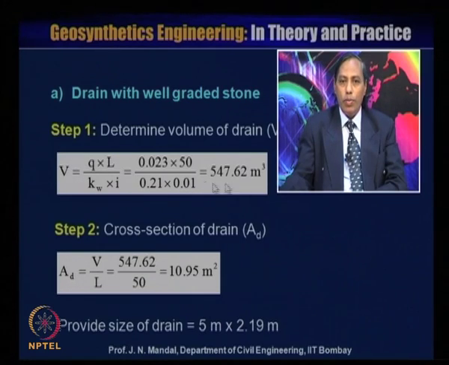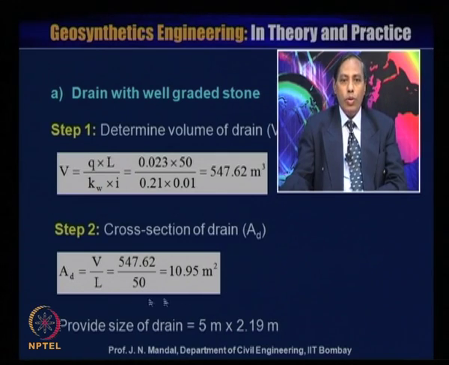So, you can have volume is equal to 547.62 meter cube. Step 2, cross section of the drain, that is AD. So, AD will be equal to volume divided by length. So, volume is 547.62 divided by length is 50. So, AD will give 10.95 meter square.